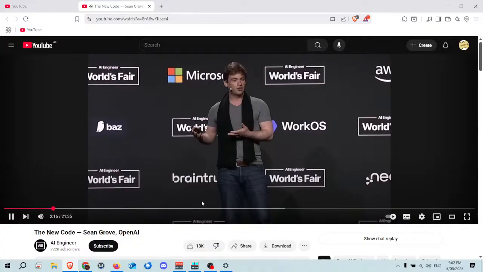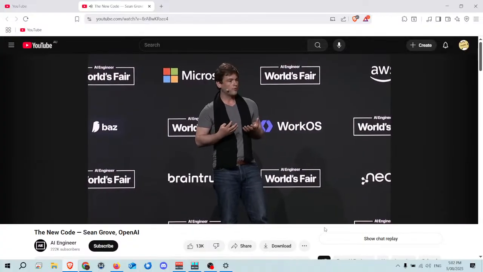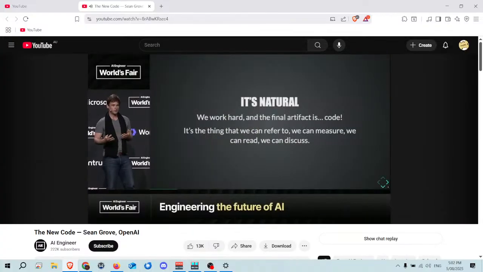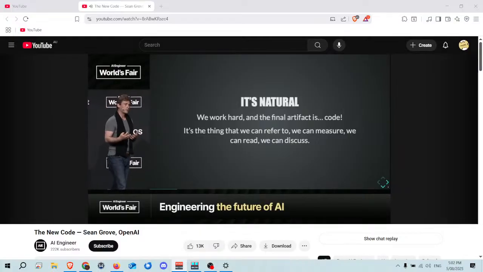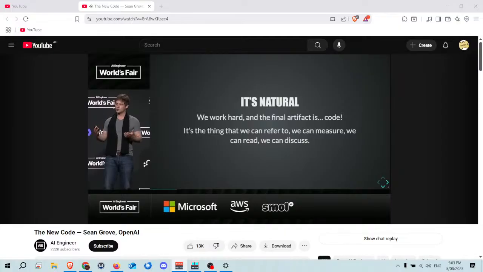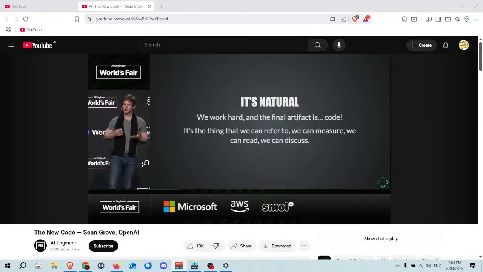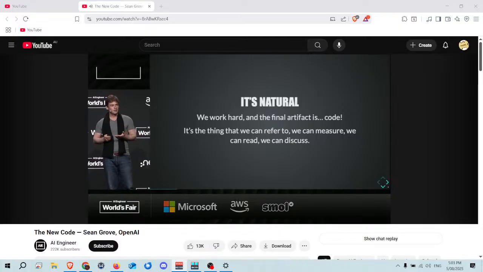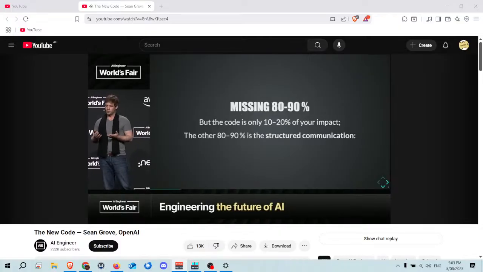And I think this is quite natural. We all work very, very hard to solve problems. We talk with people, we gather requirements, we think through implementation details, we integrate with lots of different sources, and the ultimate thing that we produce is code. Code is the artifact that we can point to, we can measure, we can debate, and we can discuss. It feels tangible and real.